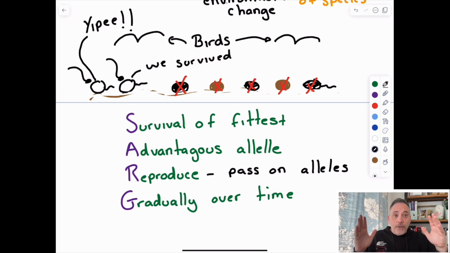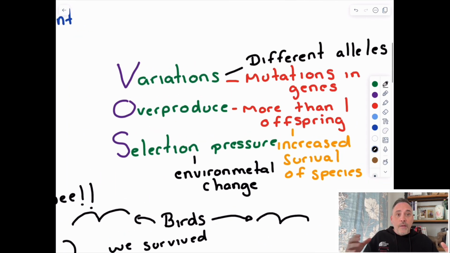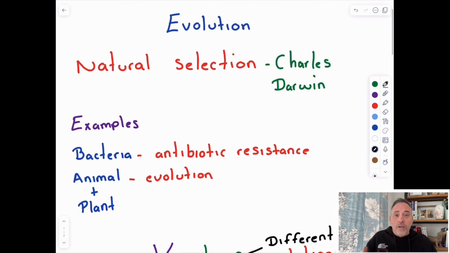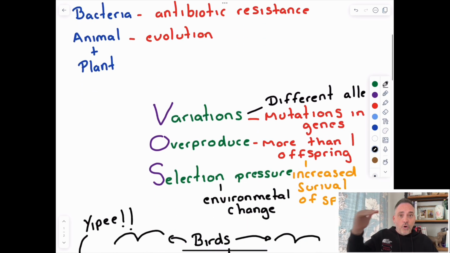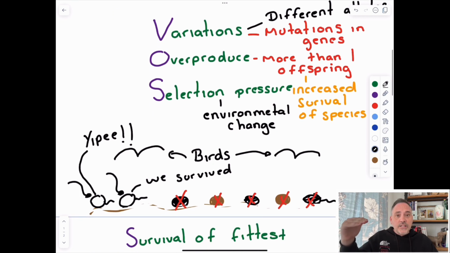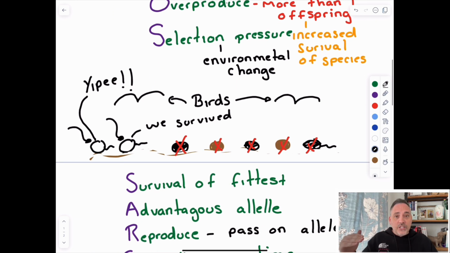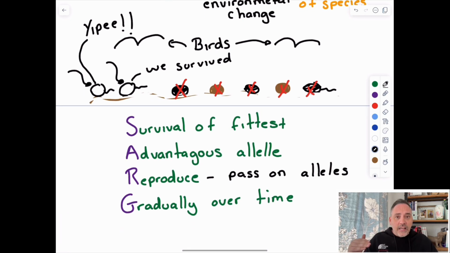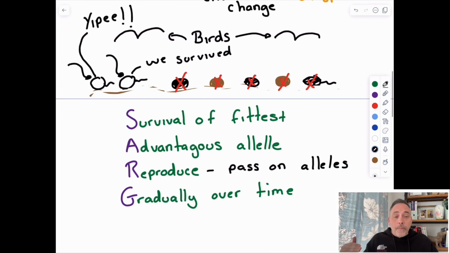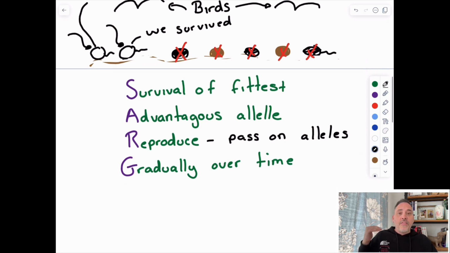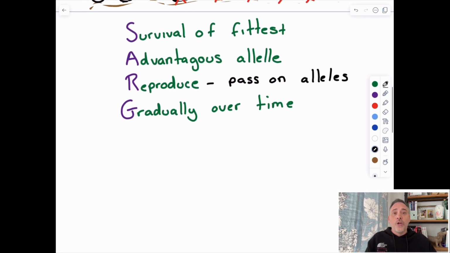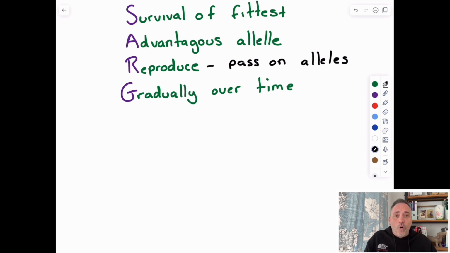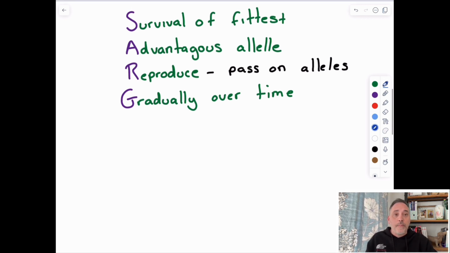Okay, so just a quick recap. Natural selection is a theory of evolution by Charles Darwin. V, variation. O, overproduction. S, selection pressure. Next S, survival of the fittest, because they had the A, the advantageous allele, and they then R, reproduced and passed on those alleles. And then for G, gradually over time, you were left with a species of mice that only had the allele for white fur and didn't have the allele for black or brown fur anymore. And that was the next step of evolution.